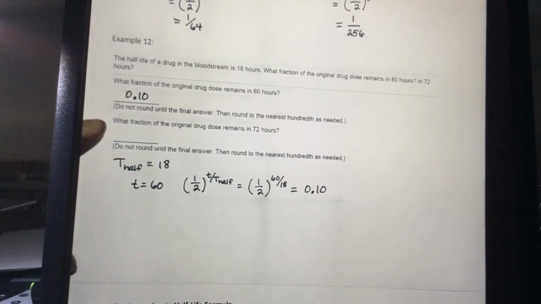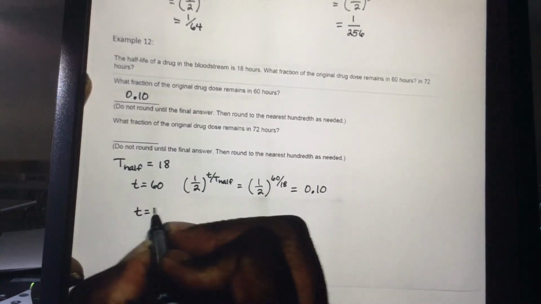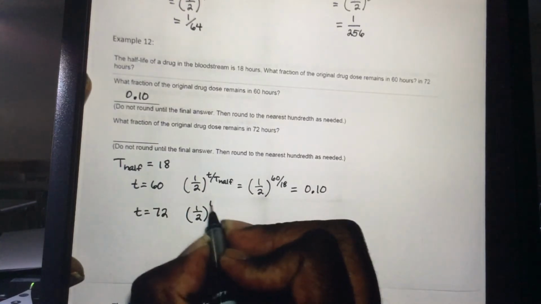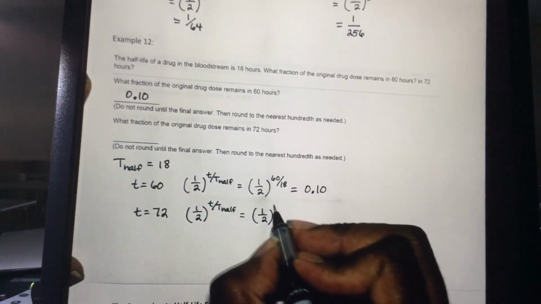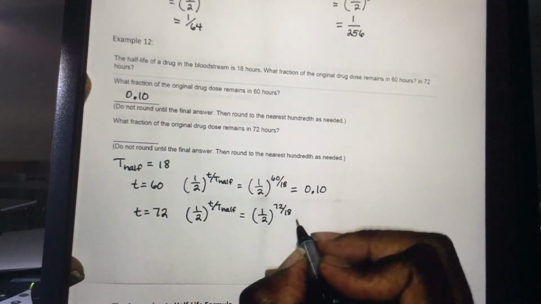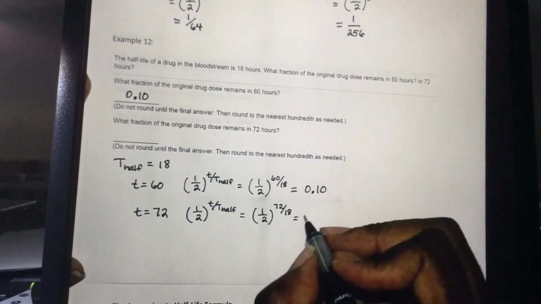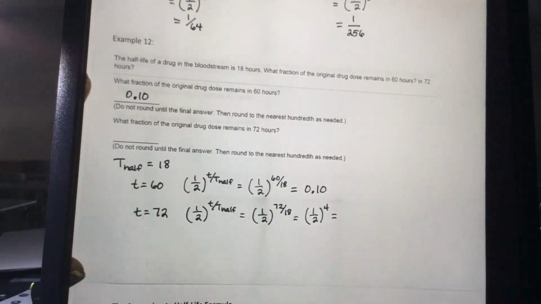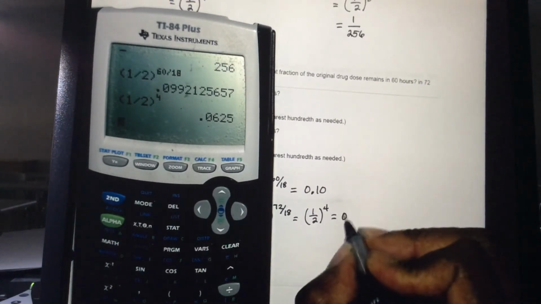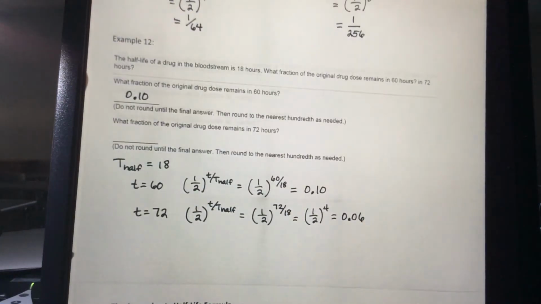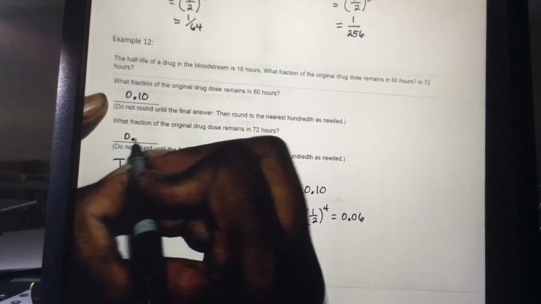And then after 72 hours, t is equal to 72. Now I'm still going to use that same formula here. This will be 1/2 raised to the t, this time 72, divided by t sub half, that's 18. And I can do 72 divided by 18, that's going to be 4. So it'll be 1/2 raised to the 4th power. I'm going to do left parenthesis, 1 divided by 2, close parenthesis, and then press the hat key for your exponent, and then 4. To 2 decimal places, that would be 0.06. So the fractional part of the original drug in the bloodstream after 72 hours will be 0.06.